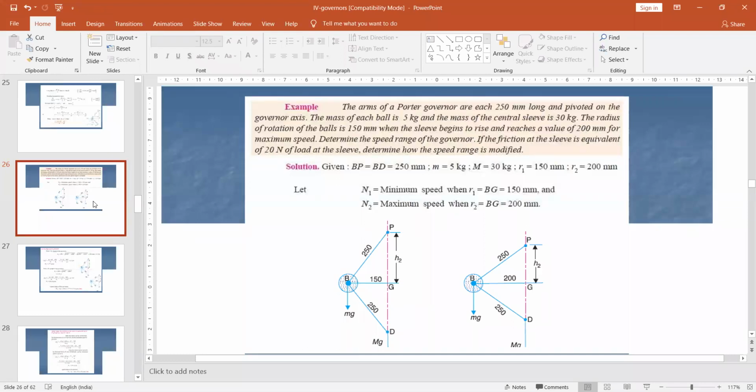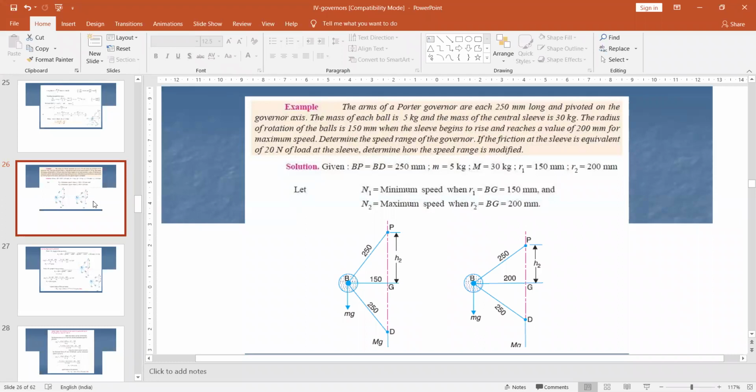The arms of a Porter governor are each 250 mm long and pivoted on the governor axis. The mass of each ball is 5 kg and the mass of the central sleeve is 30 kg. The radius of rotation of the balls is 150 mm. When the sleeve begins to rise and reaches a value of 200 mm for maximum speed, determine the speed range of the governor if the friction at the sleeve is equivalent to 20 newtons of load.